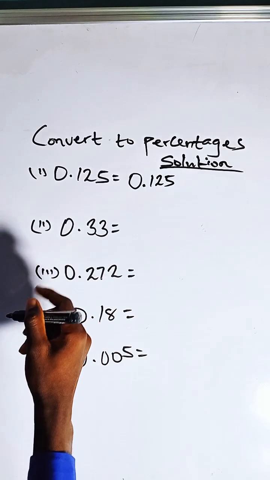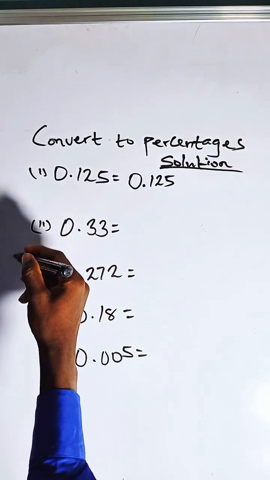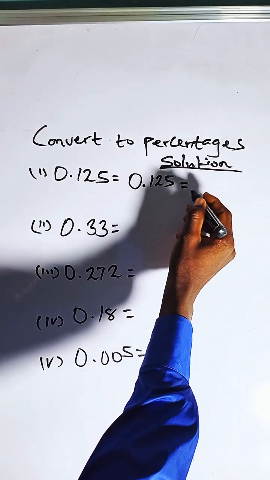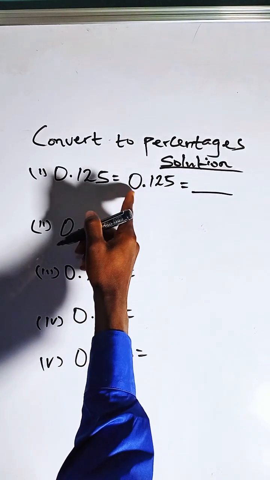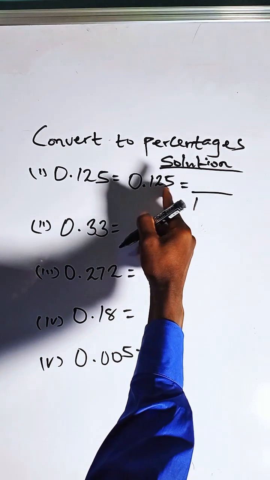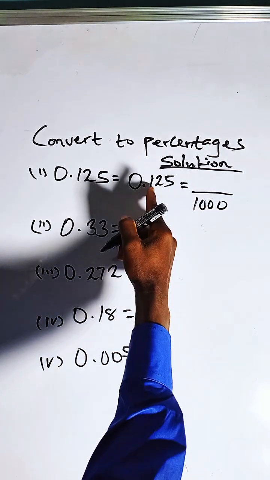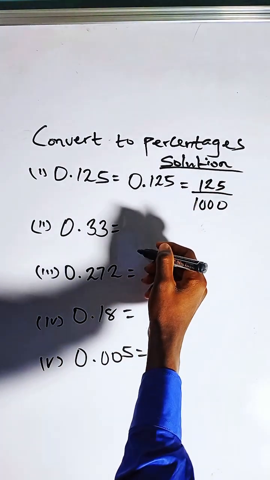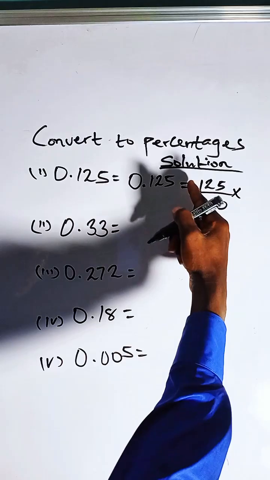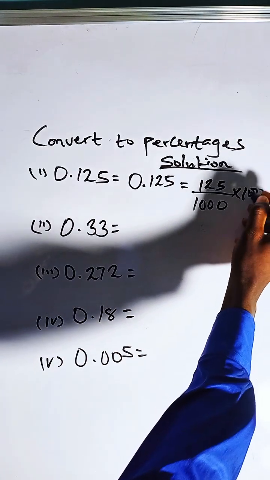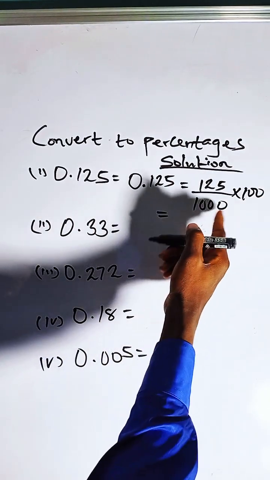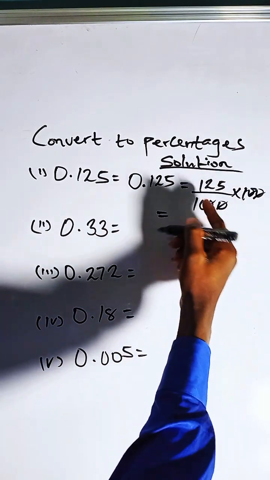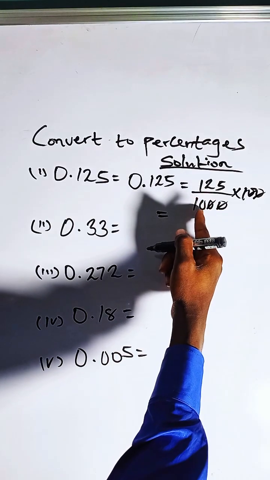0.125. Okay, to take this to a percentage, the first thing we need to do is to take it to a fraction. So how do we take this to a fraction? We draw a straight line. The decimal point turns to 1, so we have 3 zeros here. As a result of this, we repeat this at the numerator. Then we multiply the whole thing by 100. When we do this, we simplify. So 0 cancels 0. Okay, this cancels this. So what do we have left? We have 125 over 10.